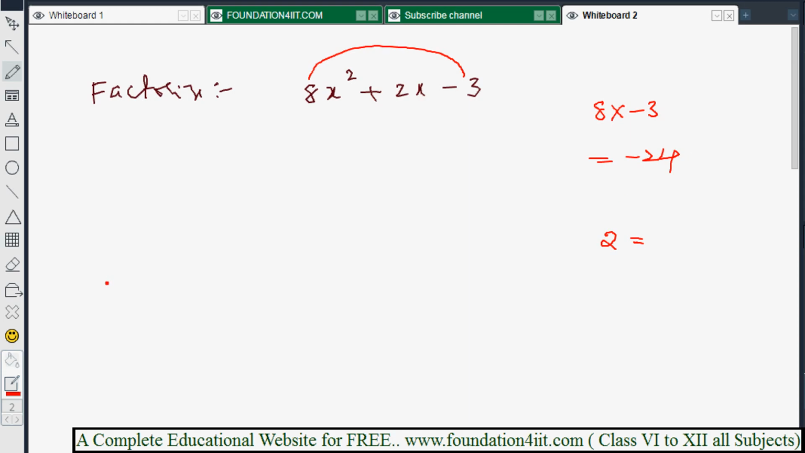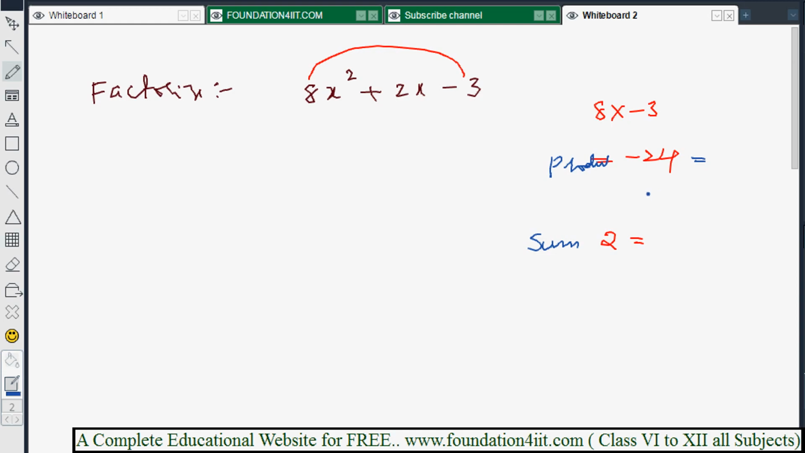The middle term means the x coefficient is 2, and a into c is minus 24. Now, minus 24 and 2: if I add the two numbers, I should get the sum 2, and if I multiply them, the product that we need to find is minus 24. Observe these numbers, 8 and 3.